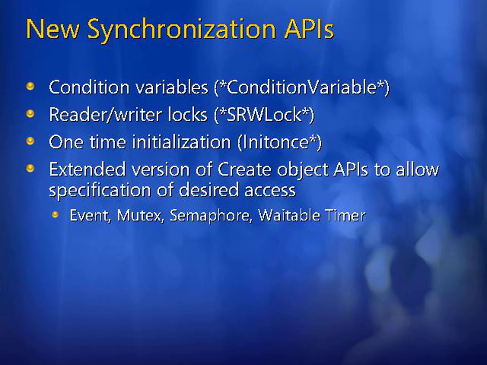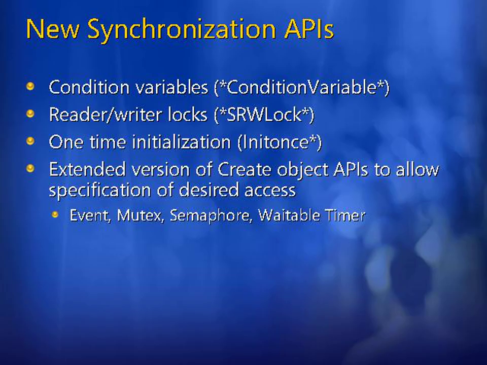And for developers, there are a number of new synchronization APIs. Developers have in the past had to roll their own synchronization primitives to do things like reader-writer locks or condition variables. And Vista includes those now as a base part of the OS. In addition, a number of the core synchronization APIs have been fleshed out to better support the security needs of applications. For example, the create event API and the other synchronization creation APIs allow you to specify a desired access for the object that you're opening.